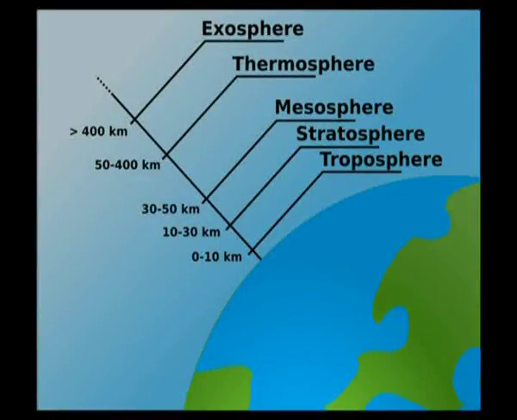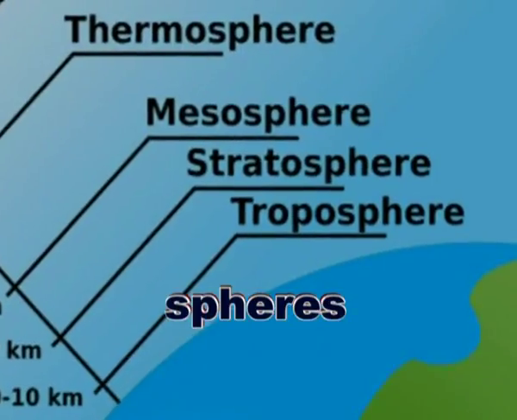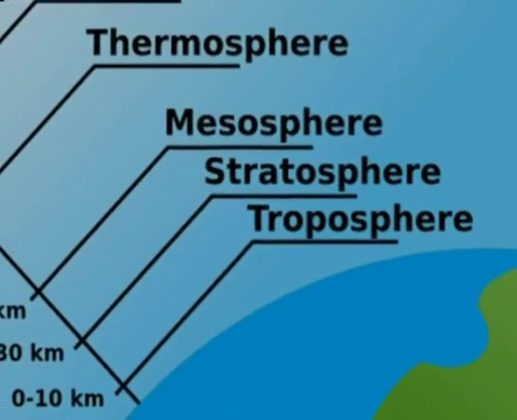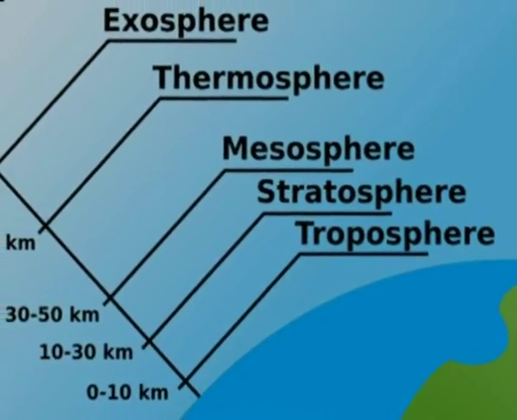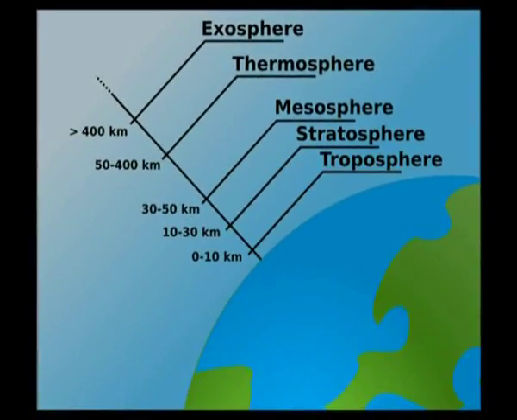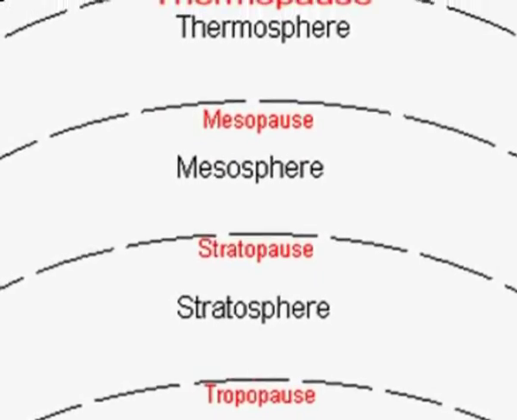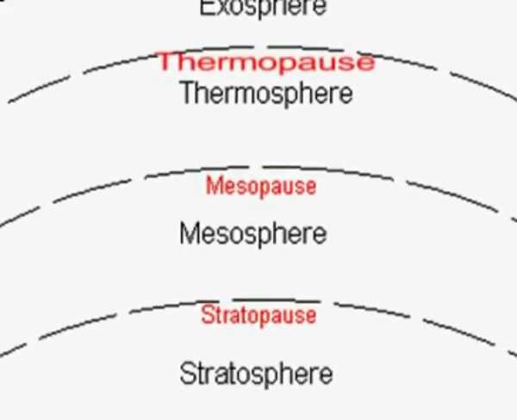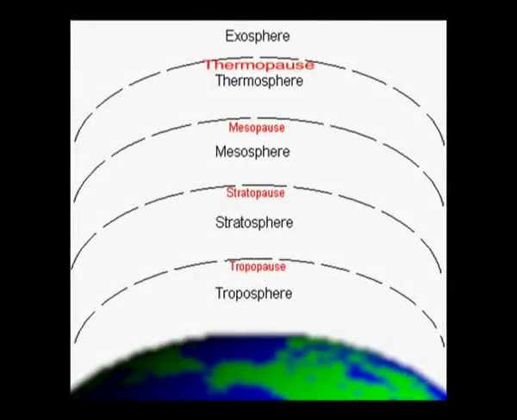Let us see the structure of the atmosphere. The Earth's atmosphere has 5 primary layers, referred to as spheres. From the lowest to the highest layer, they are the troposphere, stratosphere, mesosphere, thermosphere and the exosphere. The 4 boundaries between the primary layers, referred to as pauses, are the tropopause, the stratopause, the mesopause and the thermopause. Let us see these in more detail.